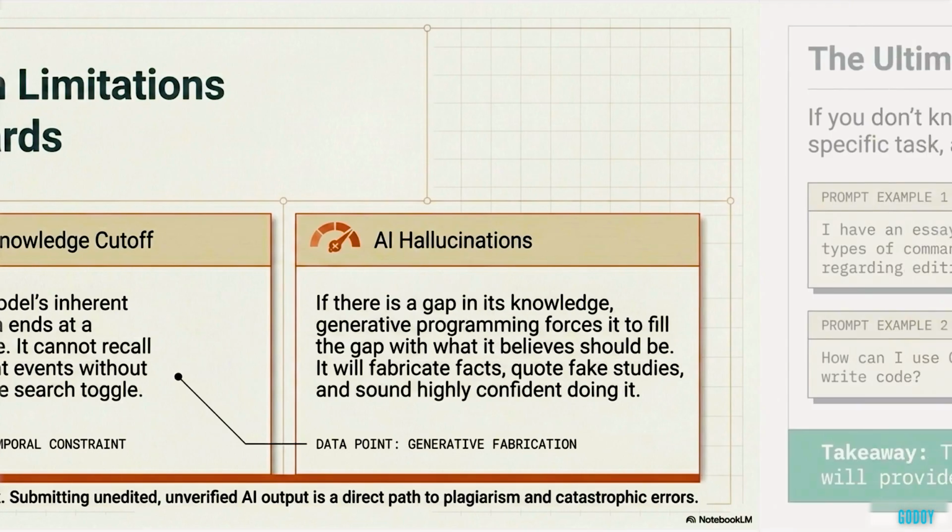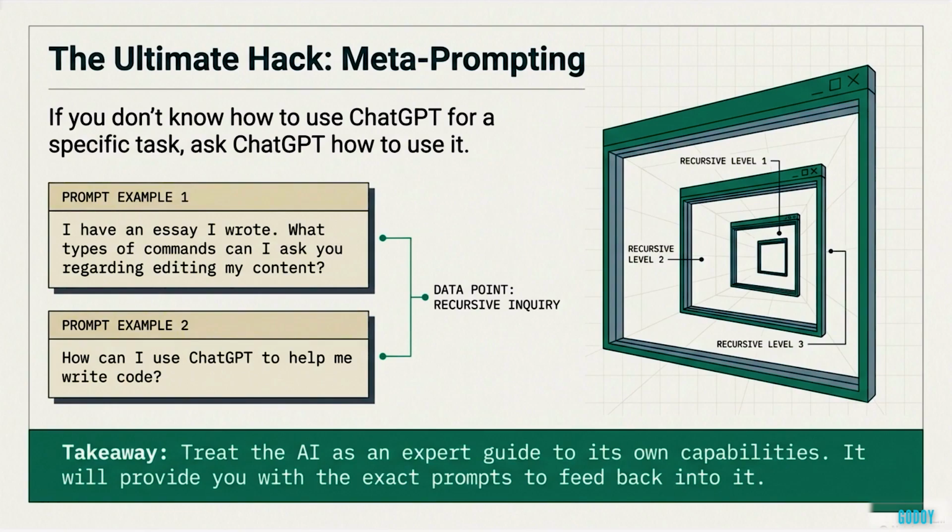Always fact-check the output. The ultimate hack is meta-prompting. If you don't know how to use ChatGPT for a specific task, ask ChatGPT how to use it. Treat the AI as an expert guide to its own capabilities, and it will provide the exact prompts needed for your task.